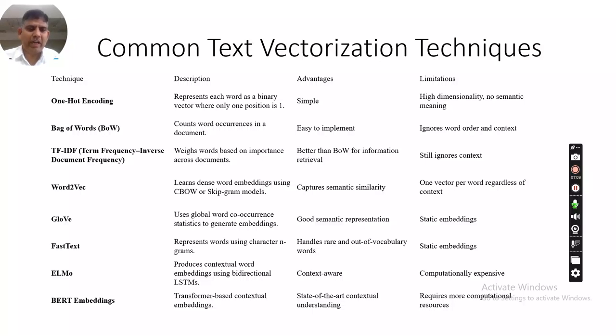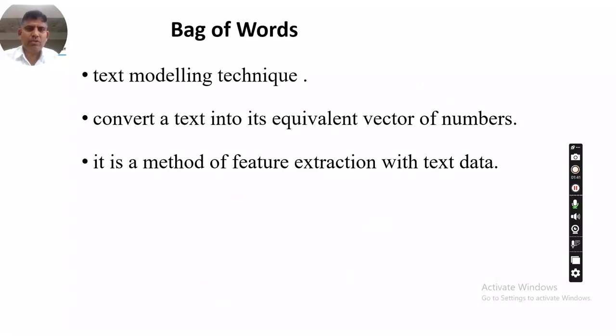Then some advanced vectorization techniques include TF-IDF, which is nothing but term frequency and inverse document frequency. It is a better version of bag of words, but it also produces a sparse matrix and still ignores the contextual meaning. Then these are the advanced vectorization techniques that are available: Word2Vec, GloVe, FastText, ELMo and BERT embeddings. In your syllabus all the vectorization techniques are included. We will start from the simpler one, that is the bag of words.